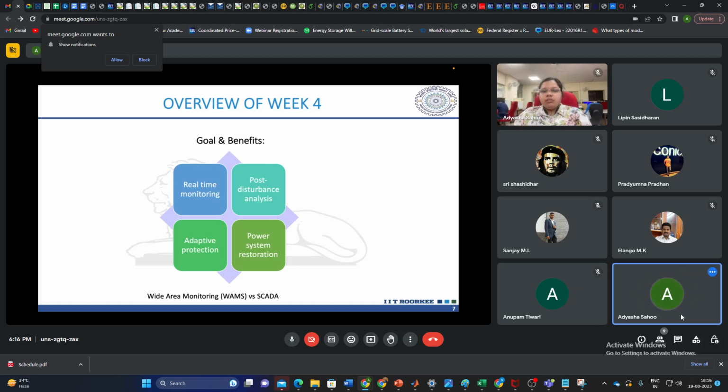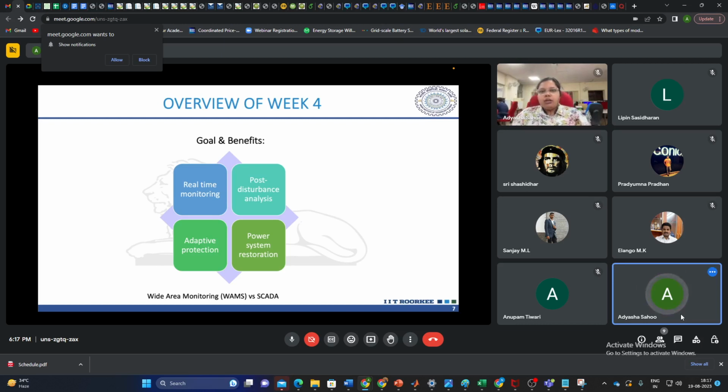So the main four goals that were discussed in the week are real-time monitoring, post-disturbance analysis, adaptive protection, and power system restoration. So for real-time monitoring, the PMUs will give the data of the voltage and current. From this data, we can derive the power flows of the system. We can derive the transient voltage angle, that is the dynamic angle of the system. And this real-time monitoring will help us to operate the grid in a better way in real-time scenarios.